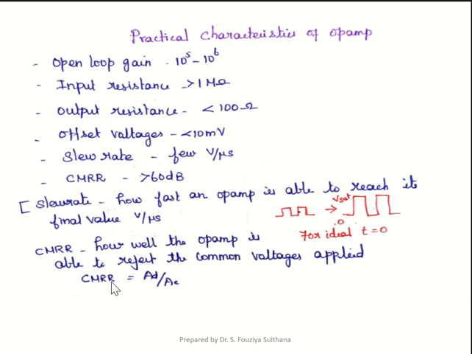We know that CMRR is nothing but how well the op-amp is able to reject the common voltages. That is, it is represented as AD divided by AC. AC is the common voltages. It should be equal to 0 for the ideal case. So CMRR will be equal to infinite for the ideal case, but practically it will have a value of greater than 60 dB.